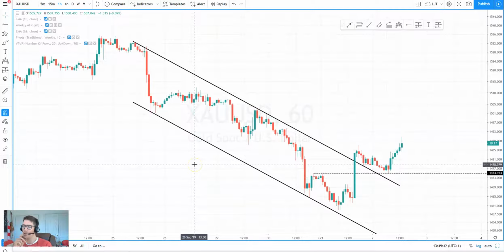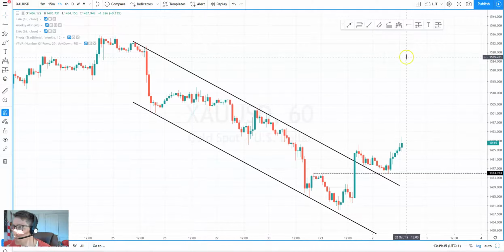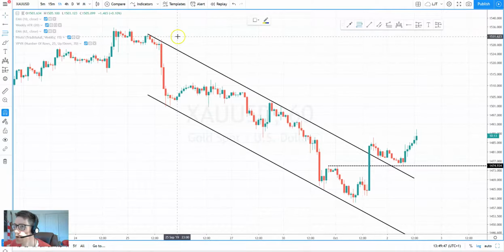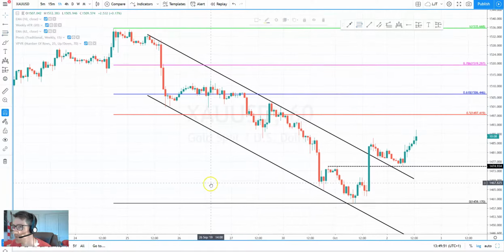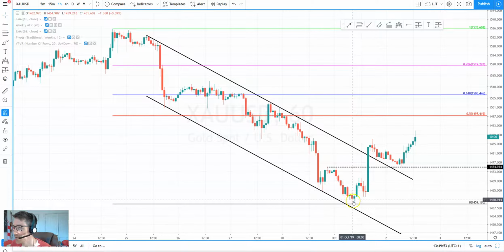So where am I looking to get short? One of the first things I do on this chart is draw a Fibonacci retracement table. So we have that. That's taken from the highs down on the 24th, as I said, to the lows yesterday. And I'm looking then for the key numbers, the 50, the 61, and the 78.6.